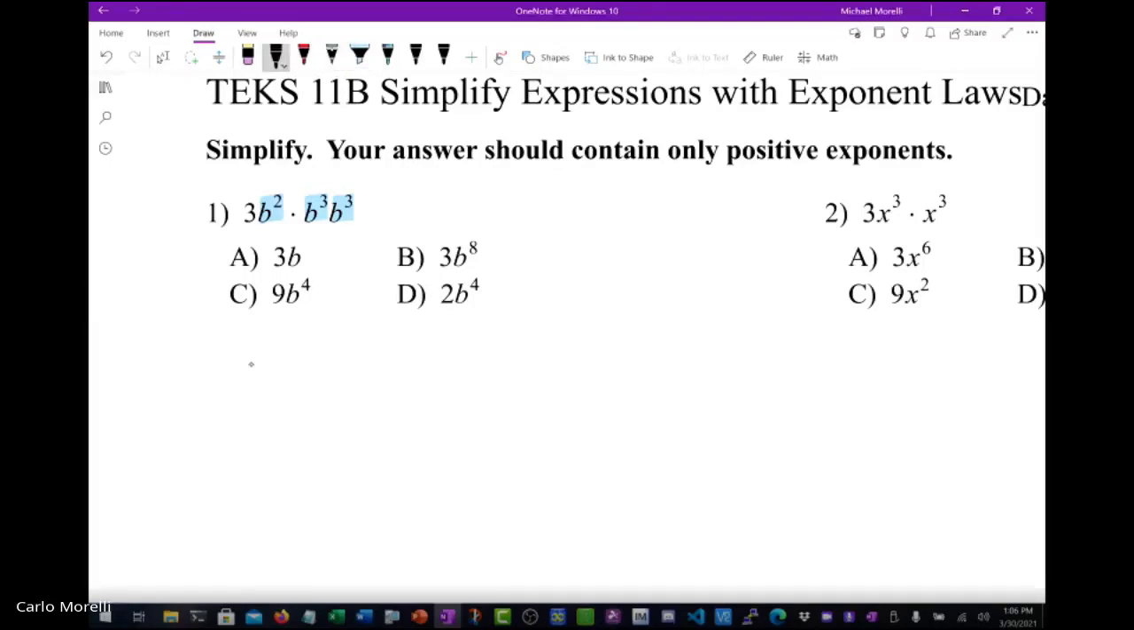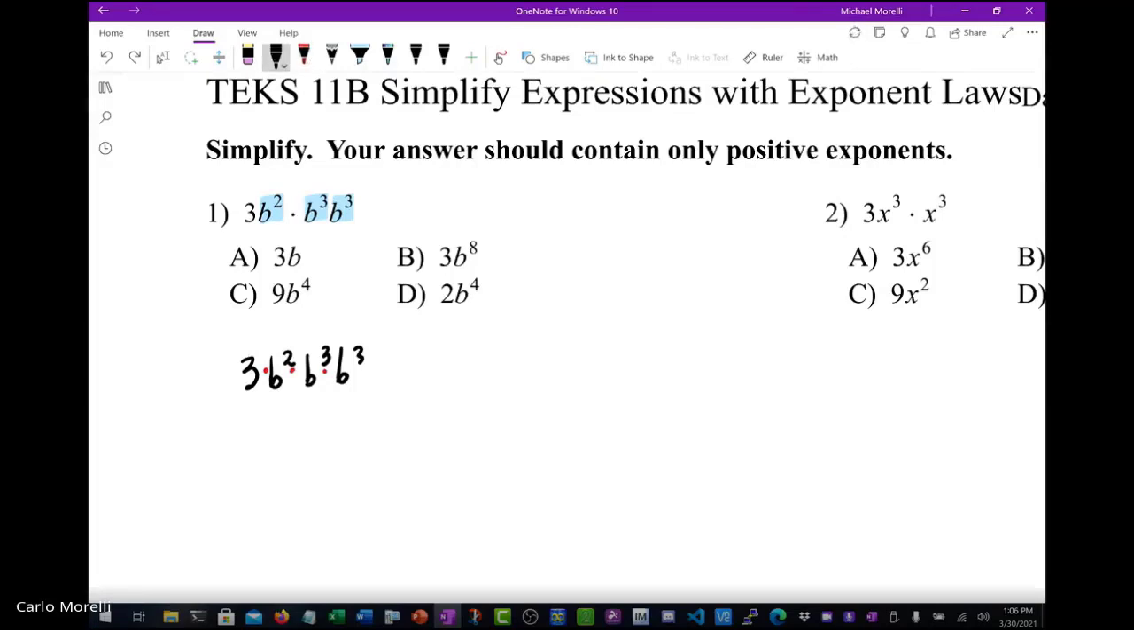So what we want to do here is write down 3b to the second, b to the third, b to the third. When I write it like this, you understand multiplication is understood to exist between all of the variables and constants. This is called a constant. This is called a variable. So when the bases are the same, you add the exponents.